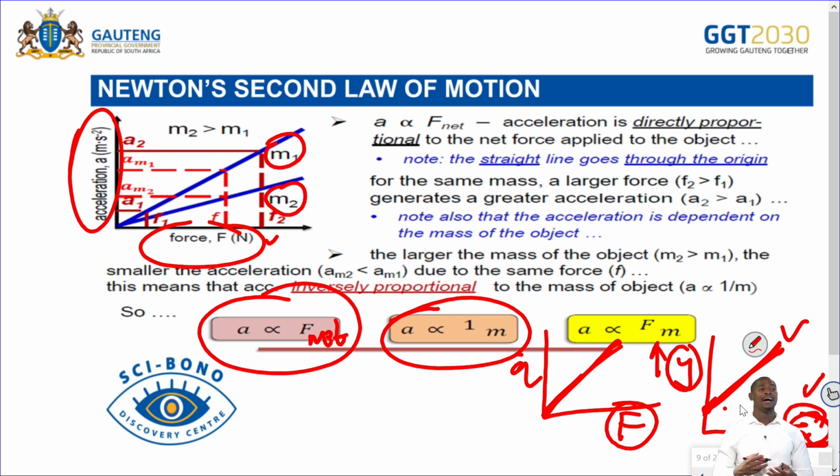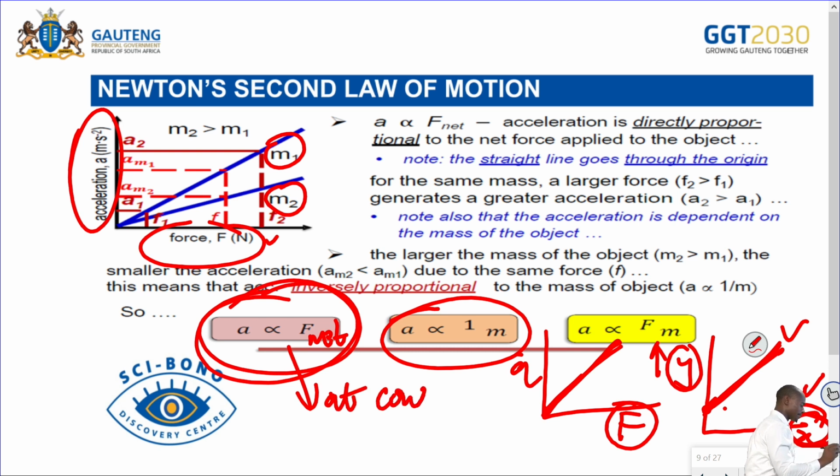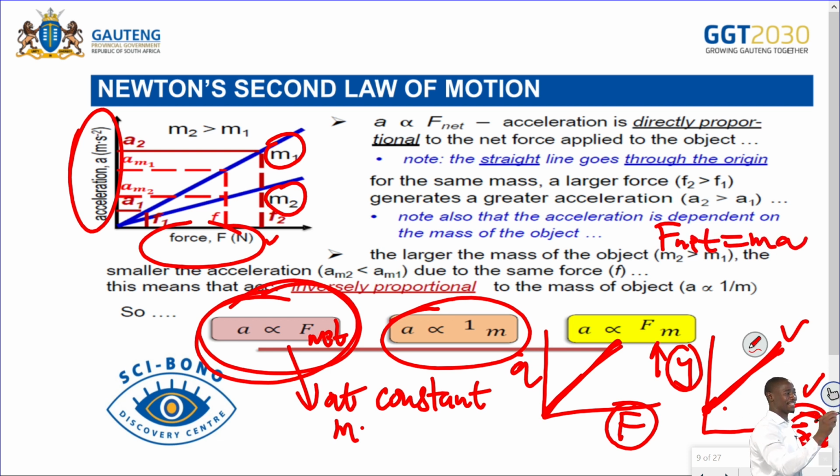And then the controlled variable here should be the mass. So remember, there's a direct proportionality between F and A, or A and F, at constant mass. So according to this equation, F net equals ma.